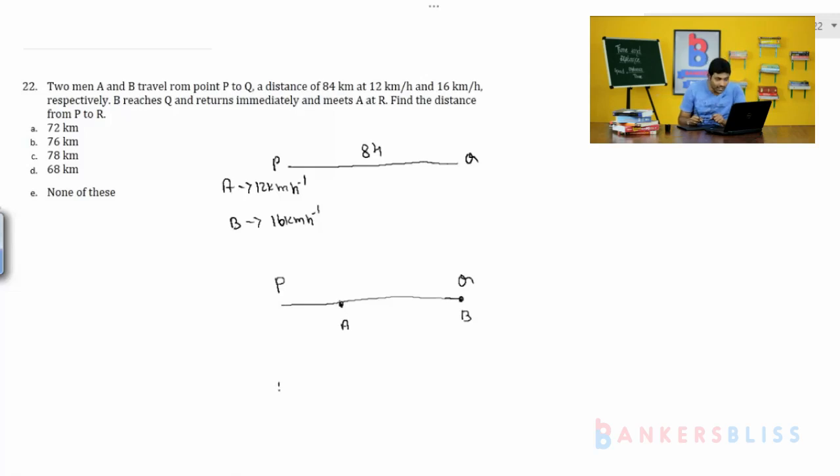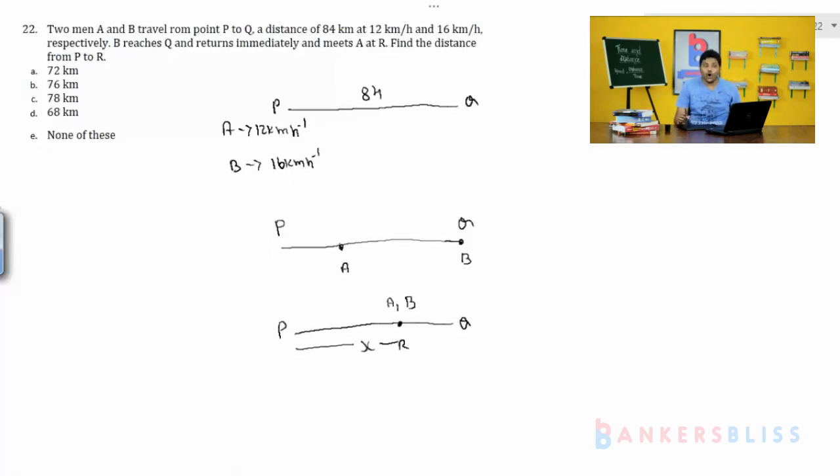And in the third case, between P and Q, both A and B are going to meet at some point, that is called R. Now we have to calculate the distance between P and R. So how to calculate? See here, altogether they have covered double the distance. In the previous problem itself we have explained, they are going to cover double the distance.